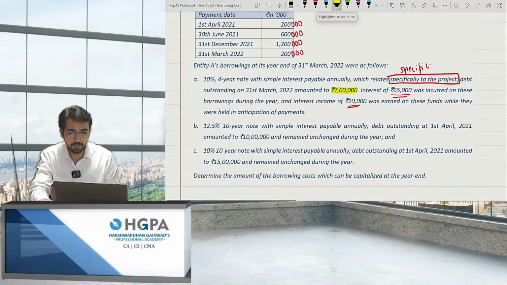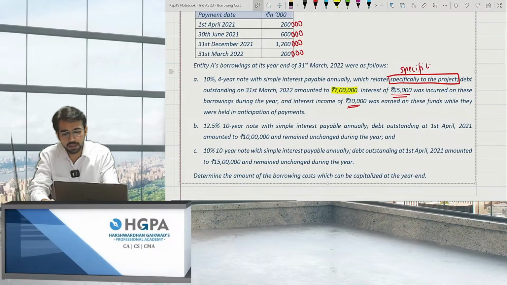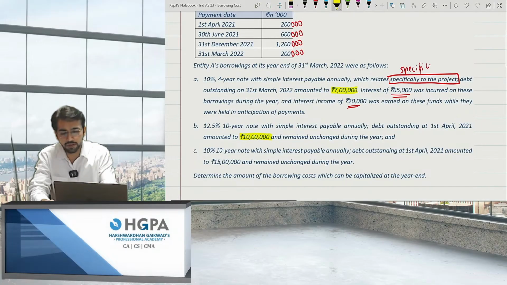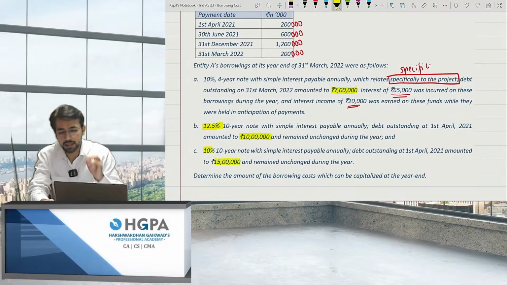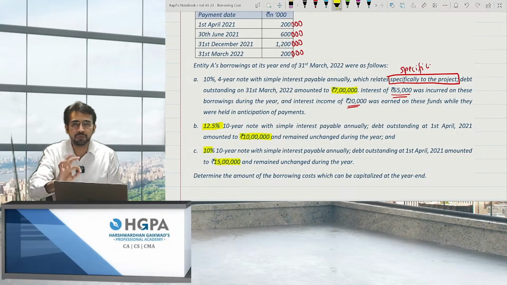Okay, moving ahead. 12.5% 10-year note with simple interest payable annually. Debt outstanding on 1st April amounted to 10 lakh and remained unchanged. So it was 10 lakh rupees, 12.5%. This is general borrowing. It was not for specific. Again, there is 10%, 10-year note with simple interest from 1st April amounted to 15 lakh and remained unchanged. That means there are two general borrowings, 10 lakh at 12.5%, 15 lakh at 10%.